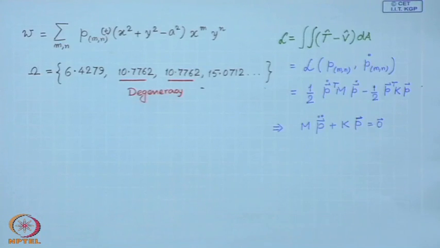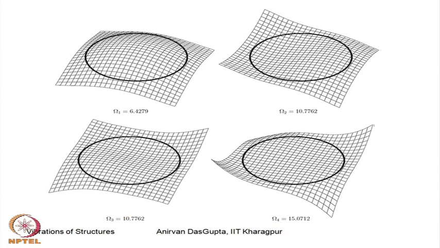Now, this figure shows the modes of vibration of the plate. This is the optimal radius, which happens to be around 0.8 non-dimensional value. So, the radius is 0.8. This is the fundamental mode. These two are the degenerate modes.